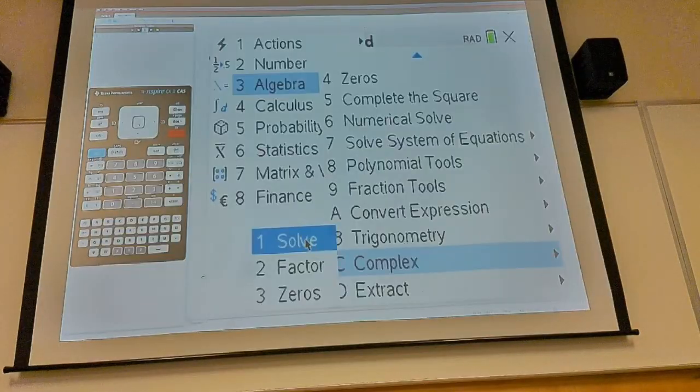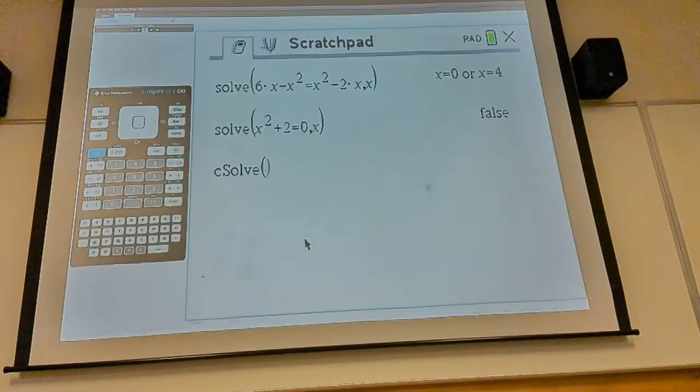complex solutions, you have to go to complex solve, which is called CSolve. That will give you all the complex solutions, which does include reals, by the way. All real numbers are complex. Yes, every real number is a complex number.